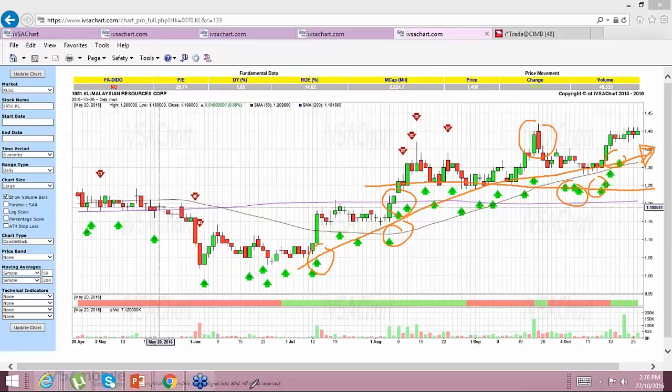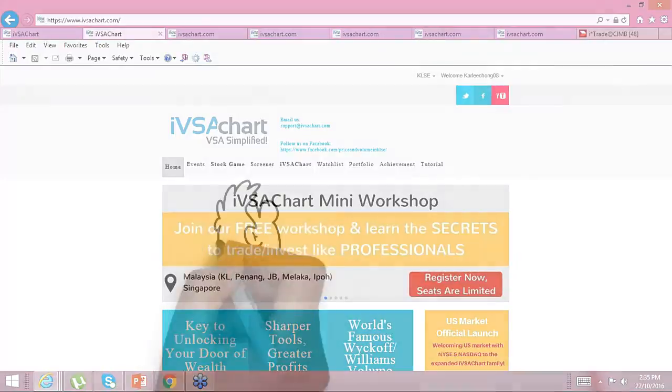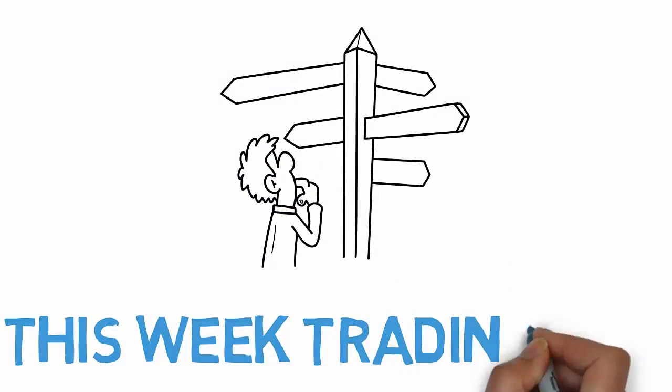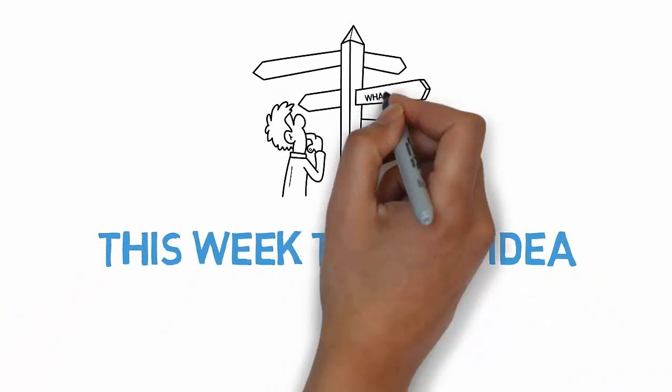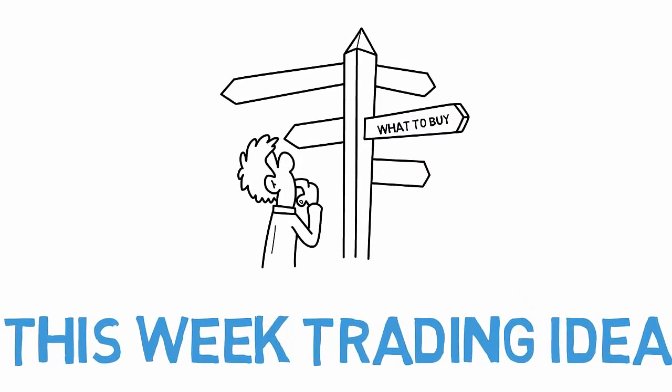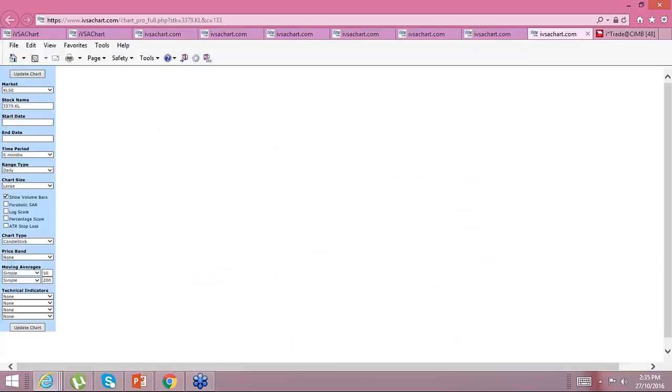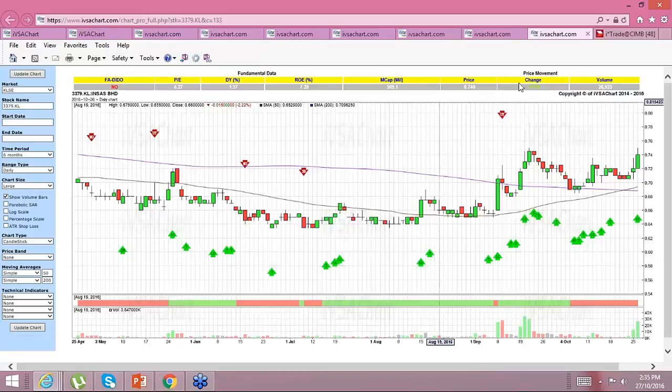Now, this is the final one that we are looking at today. Before that, I want to wrap up. Okay, let's look at the iVSAchart 18LC screener from yesterday. I go to the screener. We have seen a few stocks here, and one of the stocks that I'm choosing from the 18LC screener is Insas Berhad.